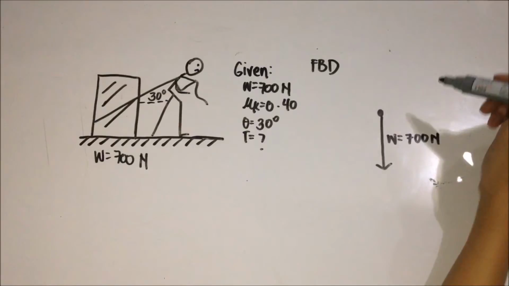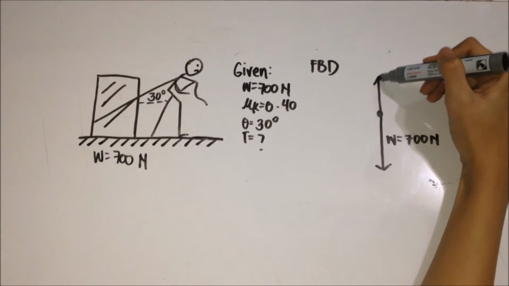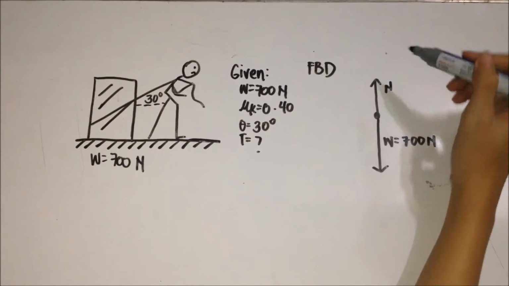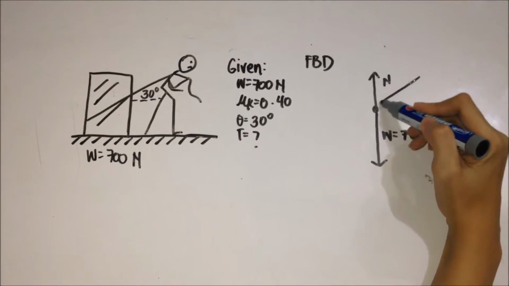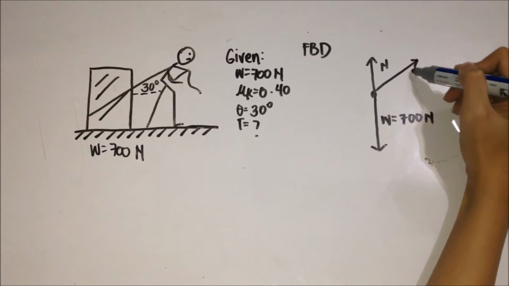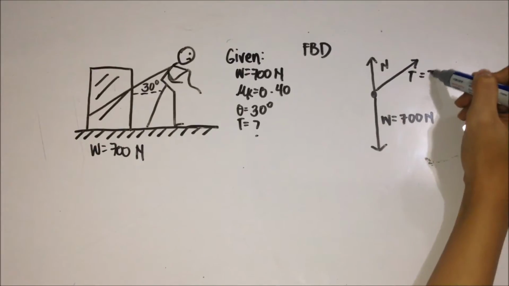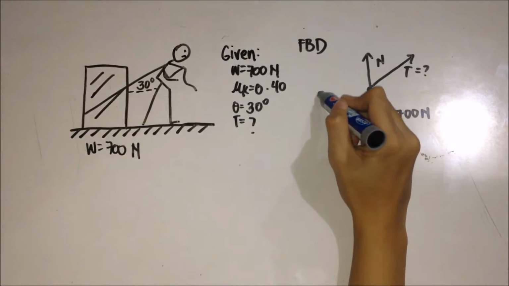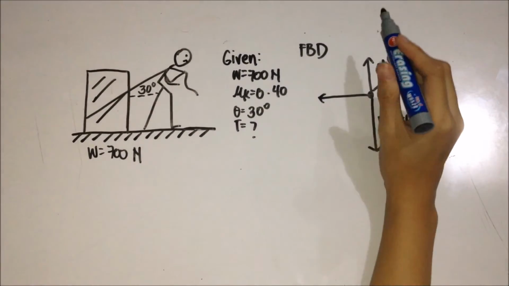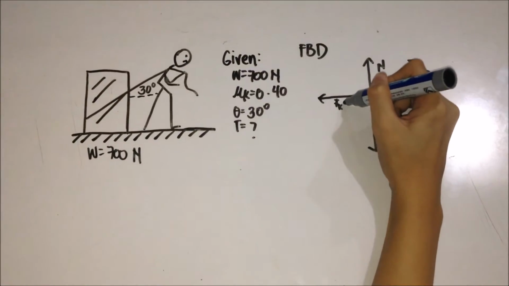First is the weight of the crate which is 700 Newton, which is drawn downward because of the gravity applied. Then, the normal force that is always opposite to our weight. The acting force in our problem is tension. Next, the kinetic friction, which is always opposite to the acting force.